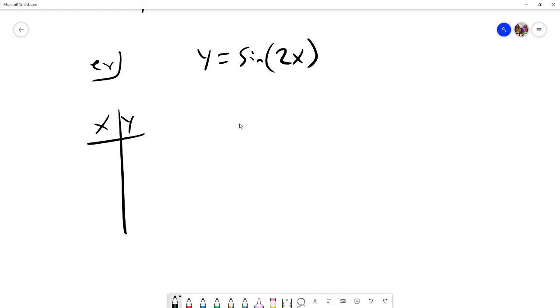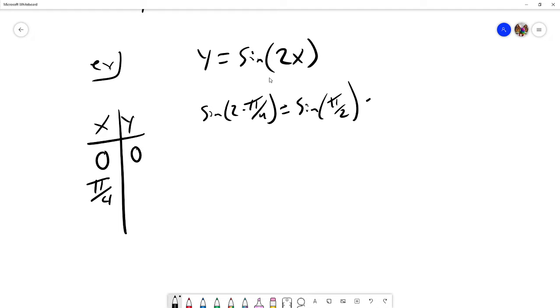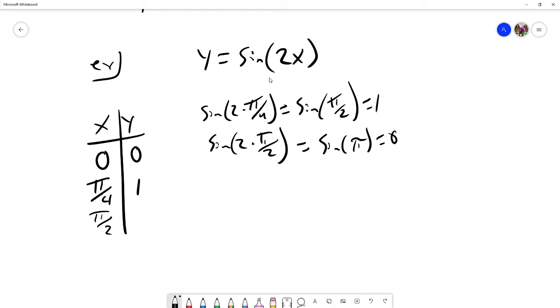So if x is equal to 0, well, then we get sine of 2 times 0, or just sine of 0, and sine of 0 is still 0. But now, when I plug in something like pi over 4, I get sine of 2 times pi over 4, which is equal to sine of pi over 2, which is equal to 1. If I plug in pi over 2, similar story, right? 2 times pi over 2 inside our sine. This is the same thing as sine of pi, which is 0.